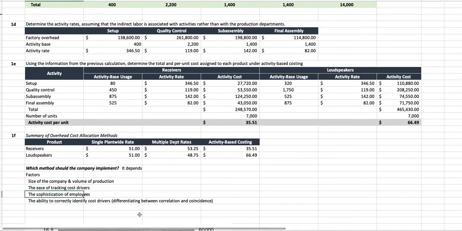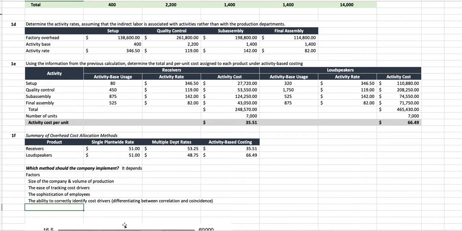We also want to talk about the sophistication of our employees. If our employees are not very sophisticated when it comes to gathering data or analyzing it, or taking the data that a management accountant has provided and really implementing it to optimize your production and your operations, then again, it may be a wasted cost. And then the final one, which in my opinion and in my experience, the ability to correctly identify cost drivers, that's a huge factor to consider.